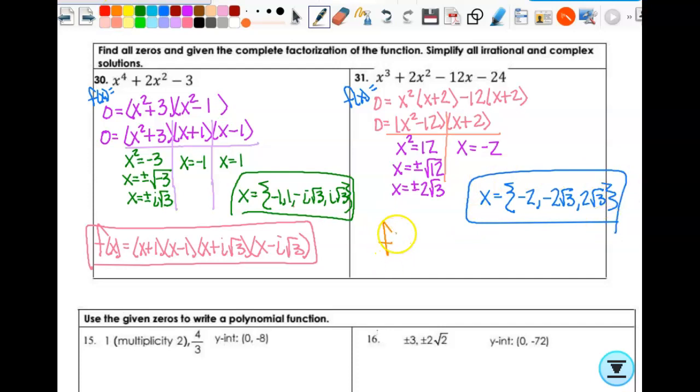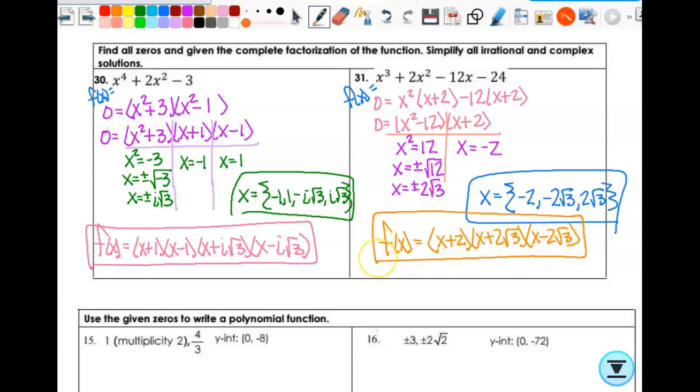Then my function, completely factored, would be, so this negative 2 is going to give me x plus 2 times x plus 2 square roots of 3 times x minus 2 square roots of 3. There's my complete factorization.